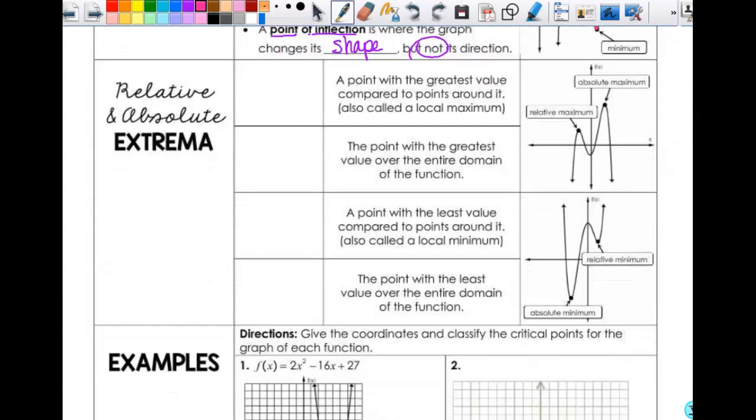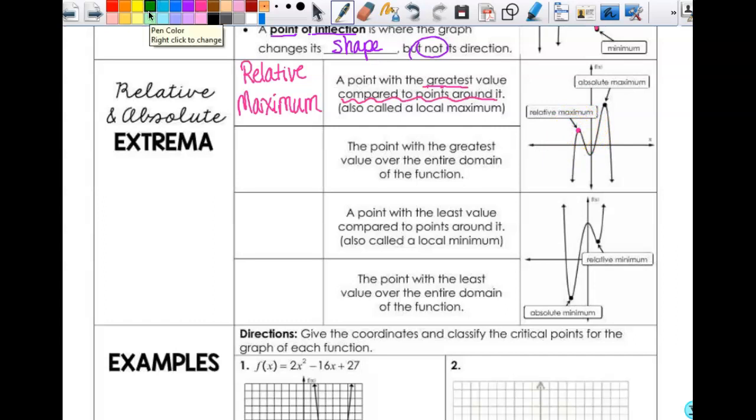So if you have a point on the graph with the greatest value compared to the points around it, okay, so not the greatest value overall, but compared to the points around it, this is called a relative maximum. All right, so I've got a relative maximum because it's not the largest value overall, but it is the largest with the points around it right here. We just kind of zoom in to right there.